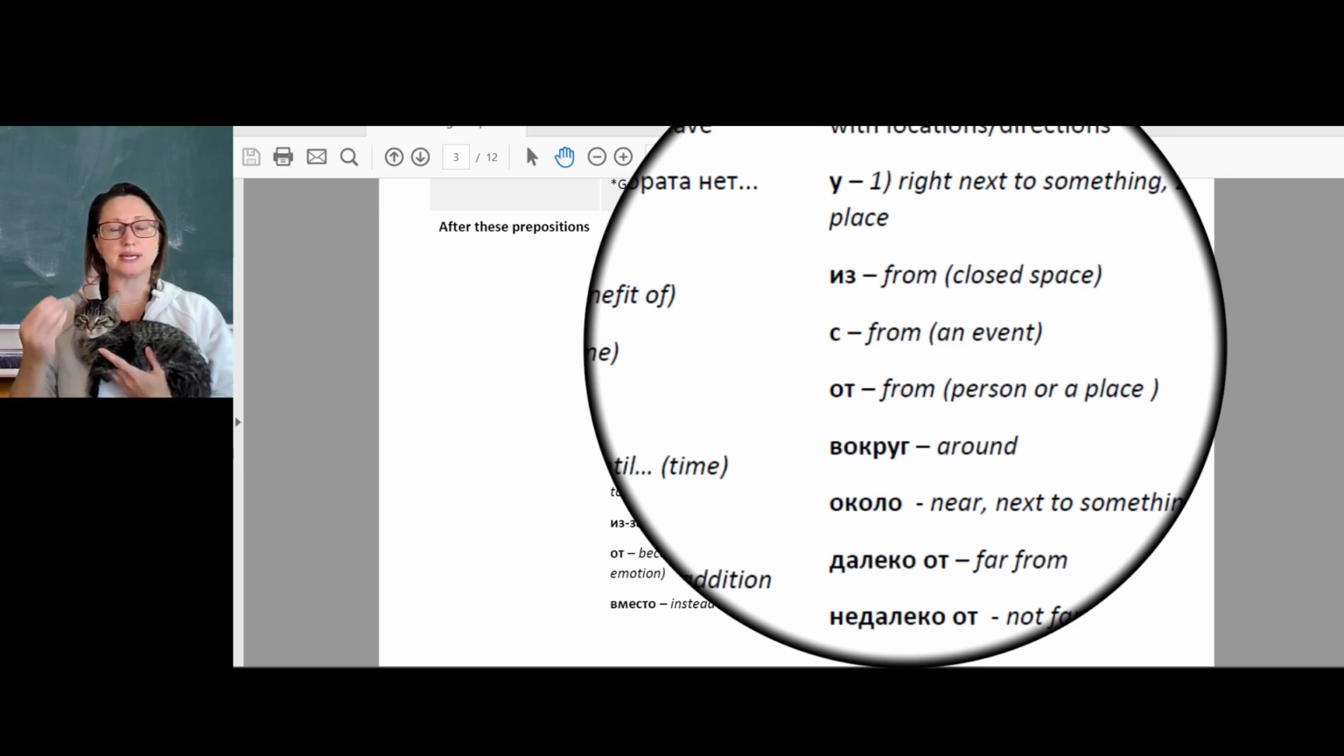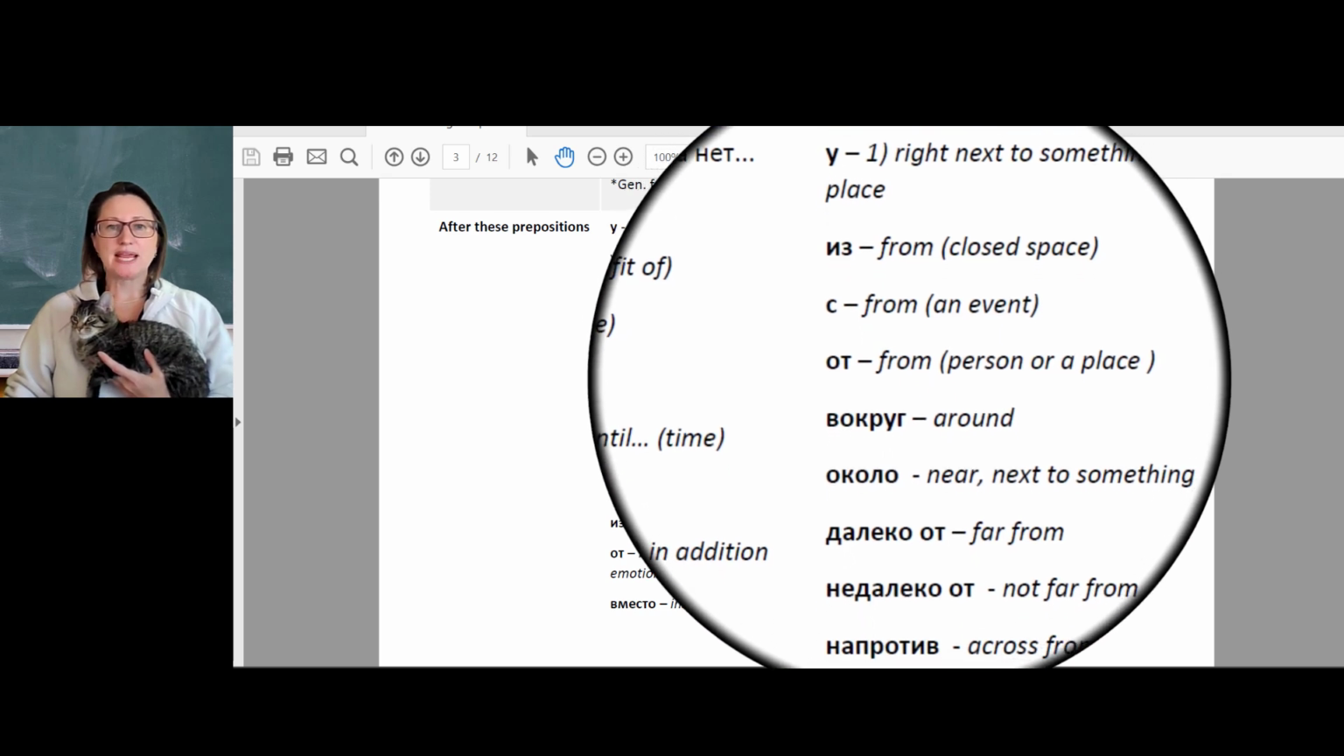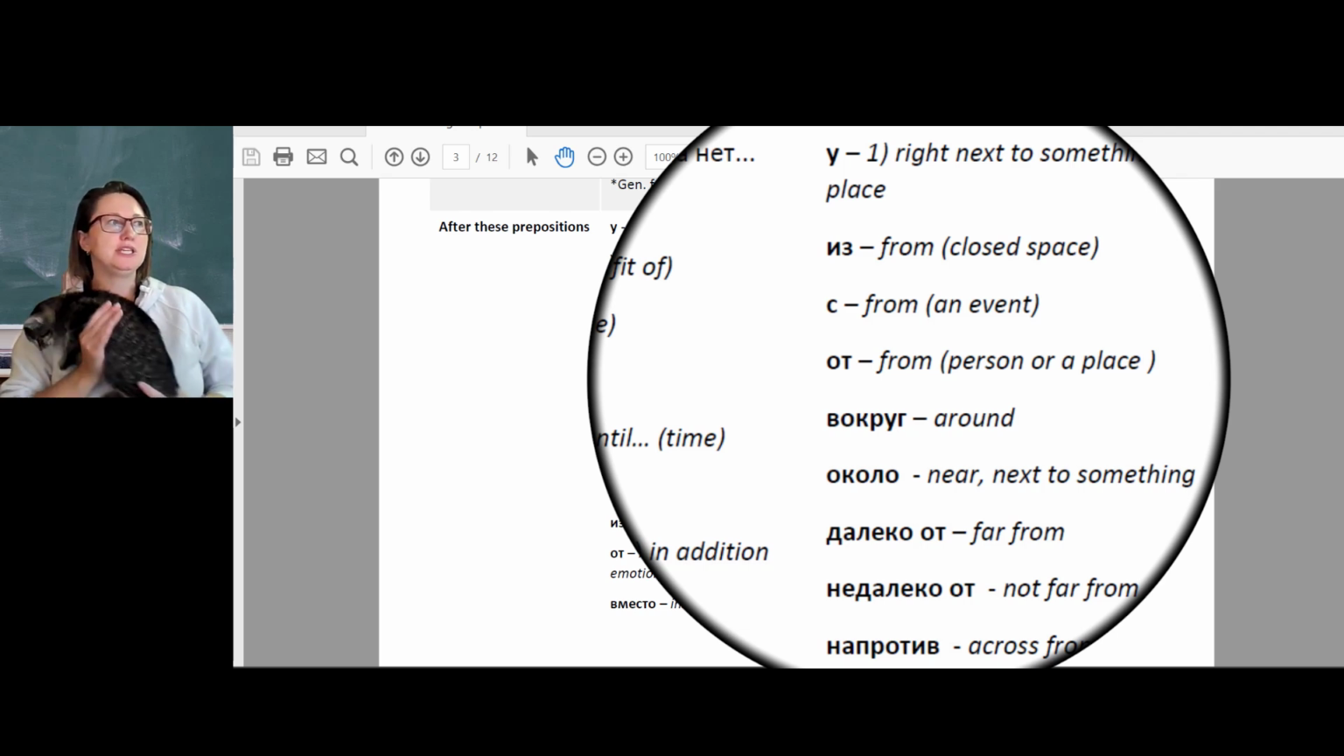Then whenever you use на with locations and destinations, when you're coming back from this event, you will be using с. Я иду на работу, на plus accusative, but я иду с работы. I'm coming back from work. С plus genitive. And when you're coming back from a person, so to the person will be к plus dative, but coming back from a person, it will be от plus genitive. Я еду от родителей. I'm coming back from my parents' place.